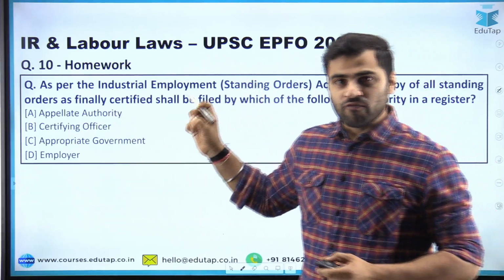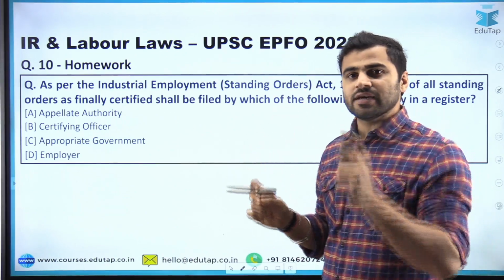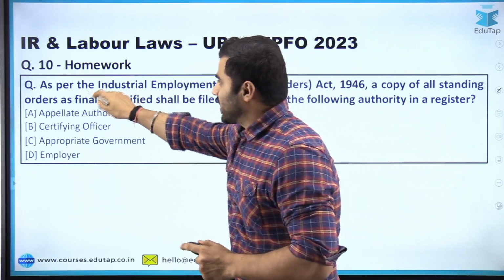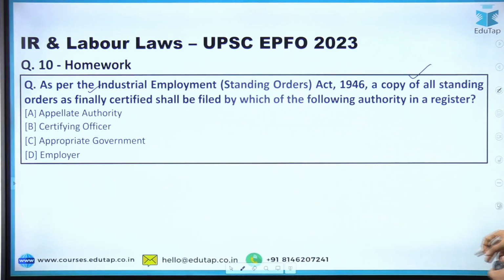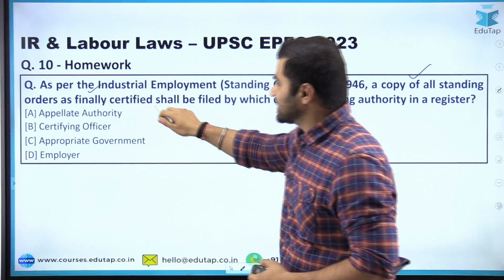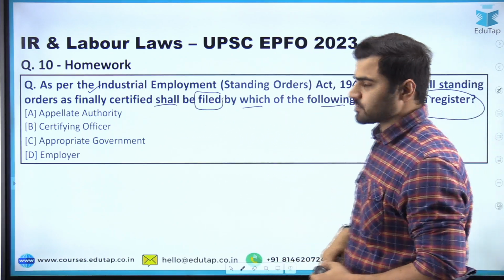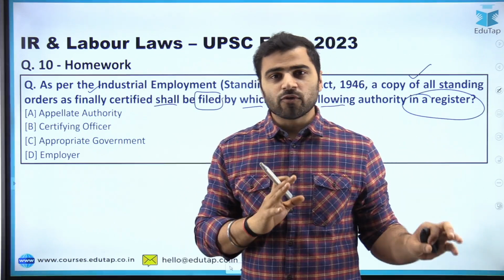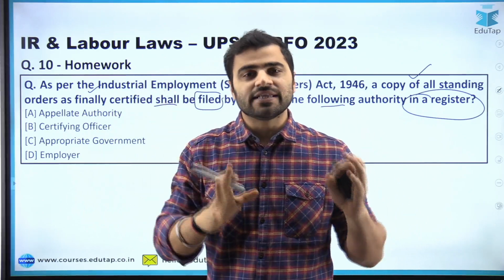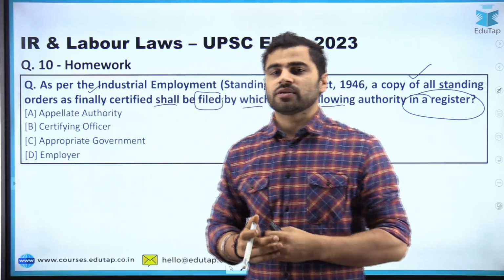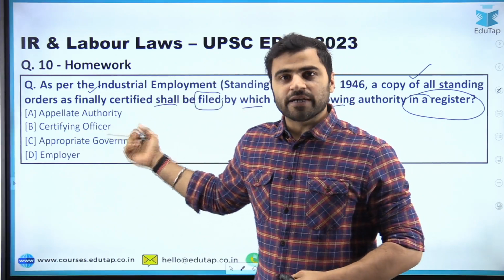Now question number 10 is a homework question. As usual, you know that the 10th question is a homework question, the answer of which we discuss in the next session itself, right? So as per the Industrial Employment Standing Orders Act 1946, a copy of all standing orders as finally certified shall be filed by which of the following authorities in a register? If you have read the legislation, you can easily answer this question. Your options are appellate authority, certifying officer, appropriate government or employer.